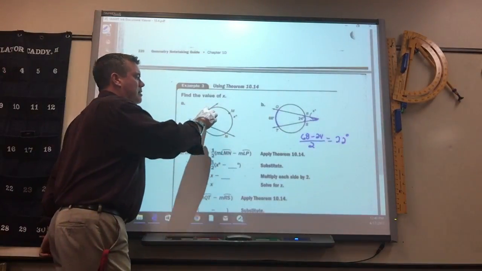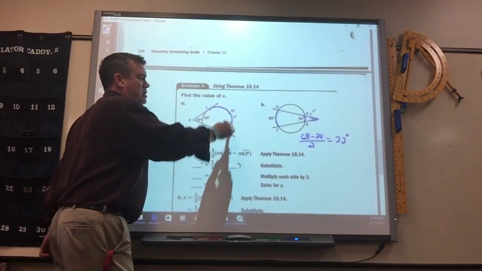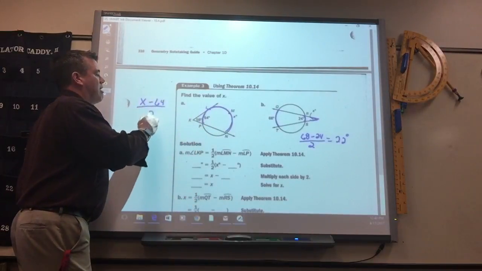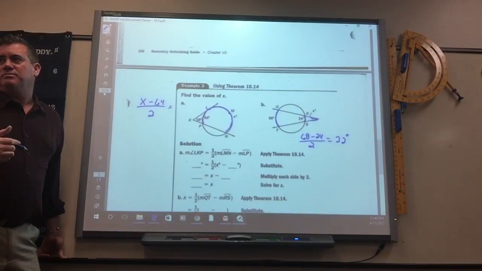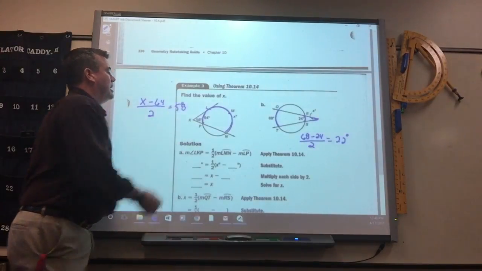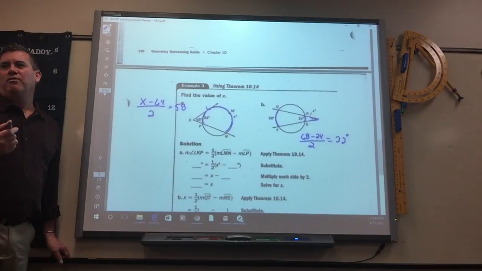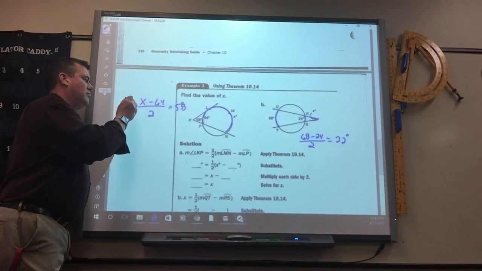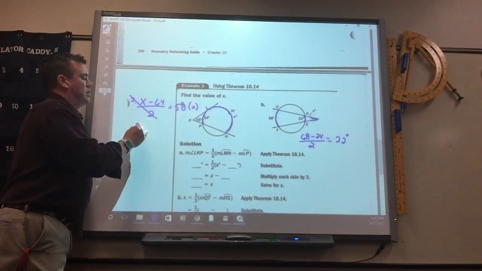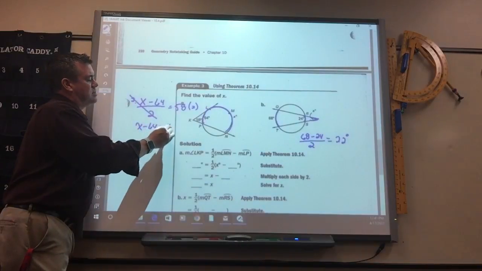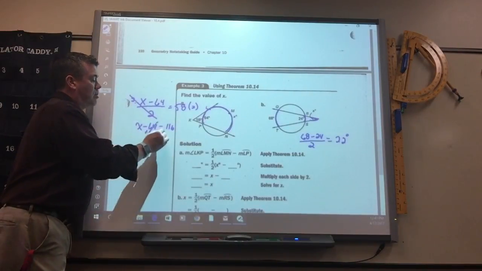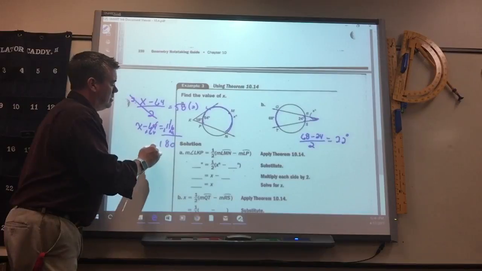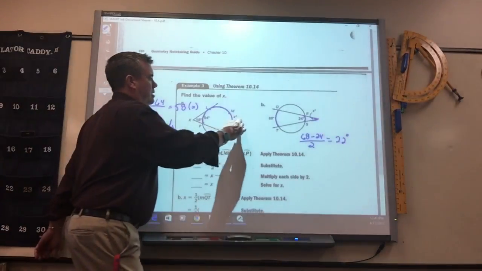Now this one is backwards. Remember, if it's outside, you got to take this arc, which is X, minus this arc, divided by 2, and it's going to equal what? 58. So when you write the equation down, you just have to solve it now. So what do you do first? Times 2. Yep. So x minus 64 equals 116, and then you just add 64, add 64, and you get 180. So from here to here, it's 180.